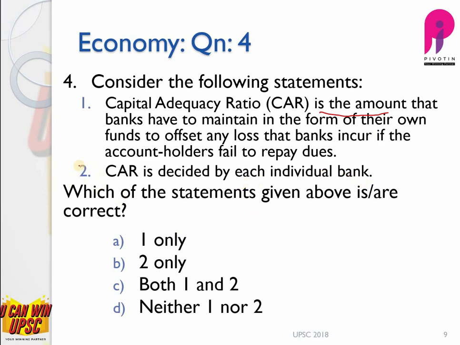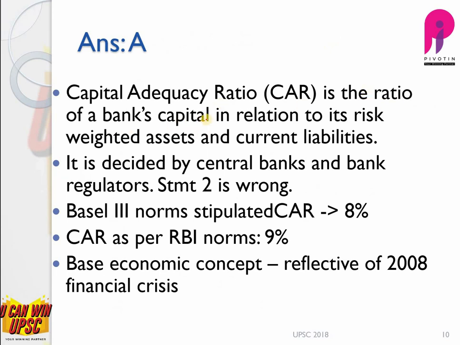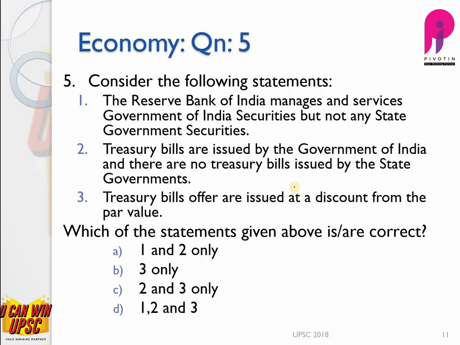Is this correct? Let's check. The answer for this question is A, 1 only. CAR is the ratio of a bank's capital in relation to its risk-weighted assets and current liabilities. It is decided by the central banks and not individual banks. And hence statement 2 is wrong. Question number 5.